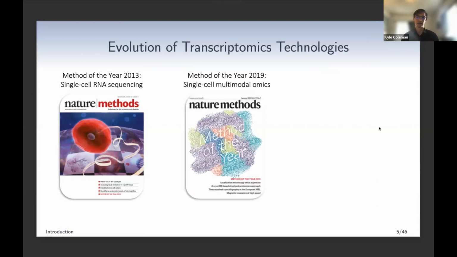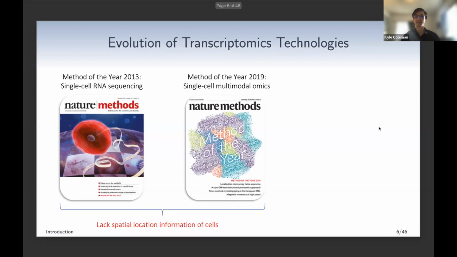Then later in 2019, single-cell multimodal omics built even further upon single-cell RNA sequencing and allowed for the profiling of multiple modalities within individual cells in a tissue section. And while both of these technologies were extremely revolutionary for disease analysis and treatment purposes, one major downfall to both of them is that they lack spatial location information of cells because the cells need to be dissociated from tissues prior to being sequenced. And this is extremely crucial because the knowledge of the spatial location of specific cell types is extremely necessary for disease analysis and treatment purposes.